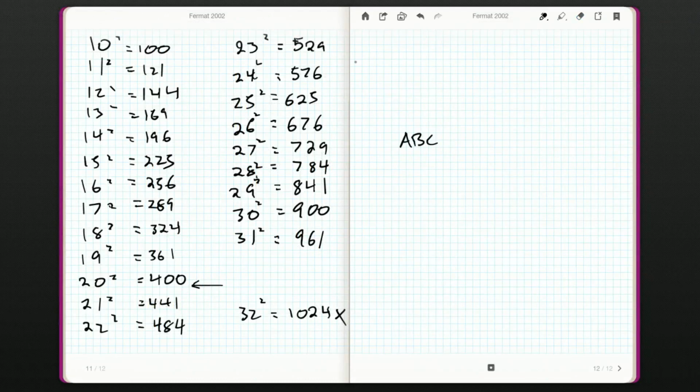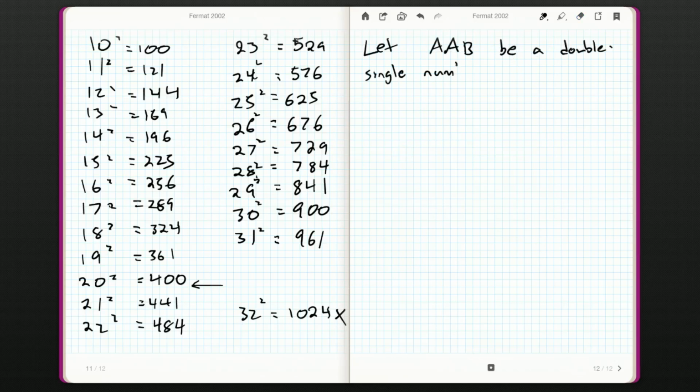Now, I'm given a particular pattern for the digits here, these double single numbers. So I'm going to write AAB to be a double single number. A and B are digits. I'm not multiplying A times B. A is the hundreds digit, A is the tens digit, and B is the units digit. Now, we want to narrow down our possibilities of what pairs AB we can have, because then we can count them, and that'll tell us how many double single numbers we have.